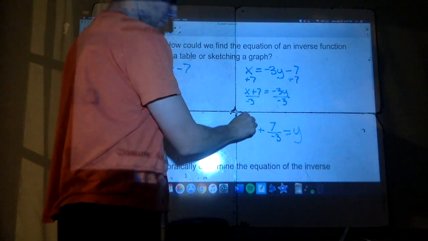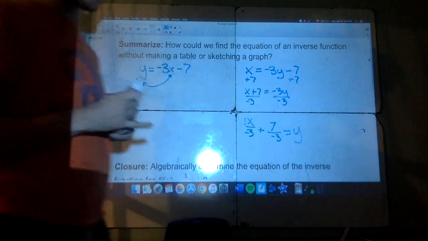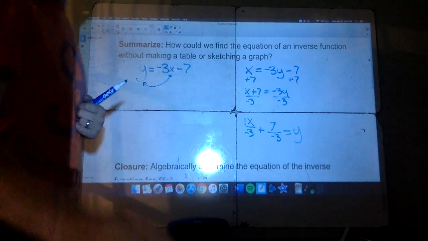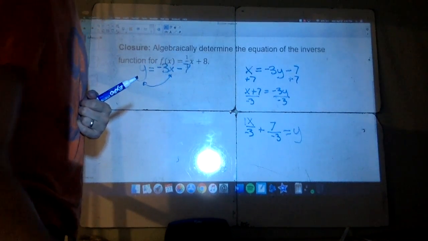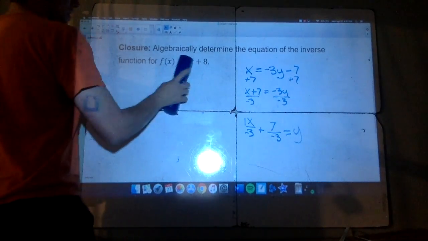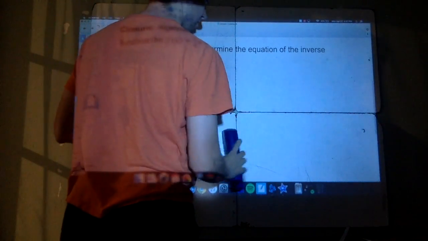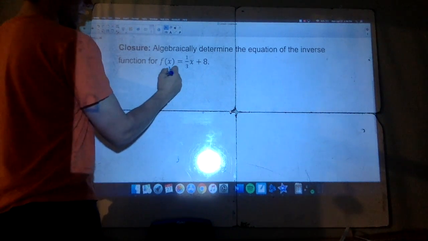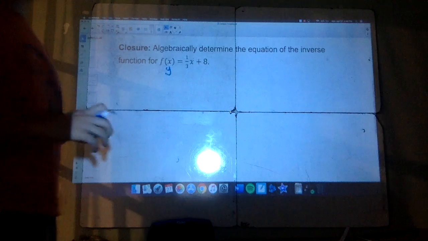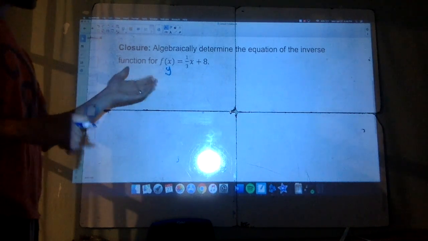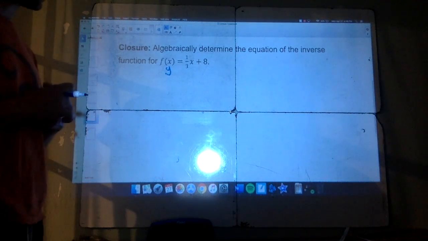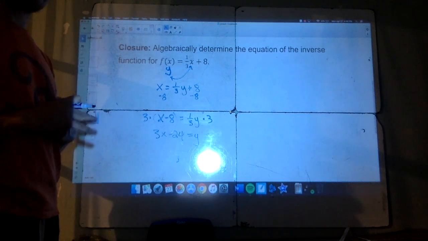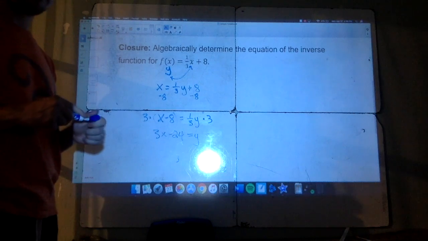And then this is where you really see that negative 1x over 3. So I want you to try that strategy out with this equation here. The equation is f of x. f of x is just another way of saying y, equals 1/3 x plus 8. So pause the video, try to solve for the inverse, and then unpause when you're ready. So for my y, I got 3x minus 24 equals y.